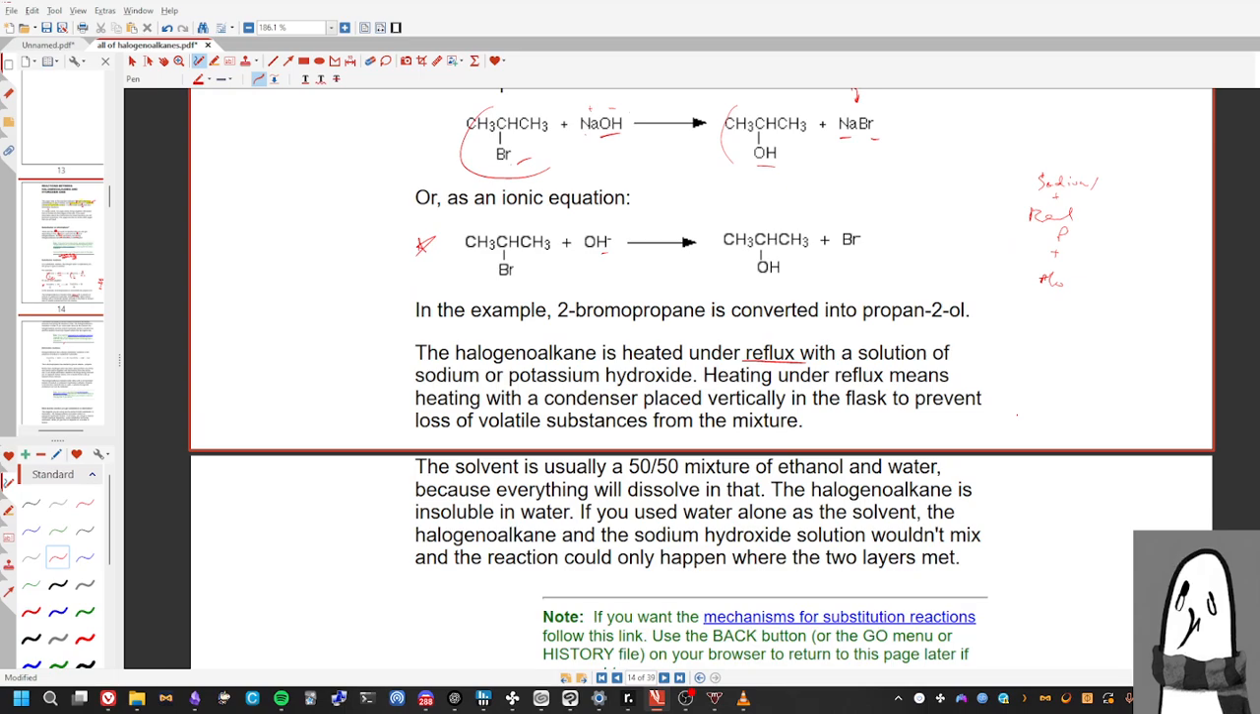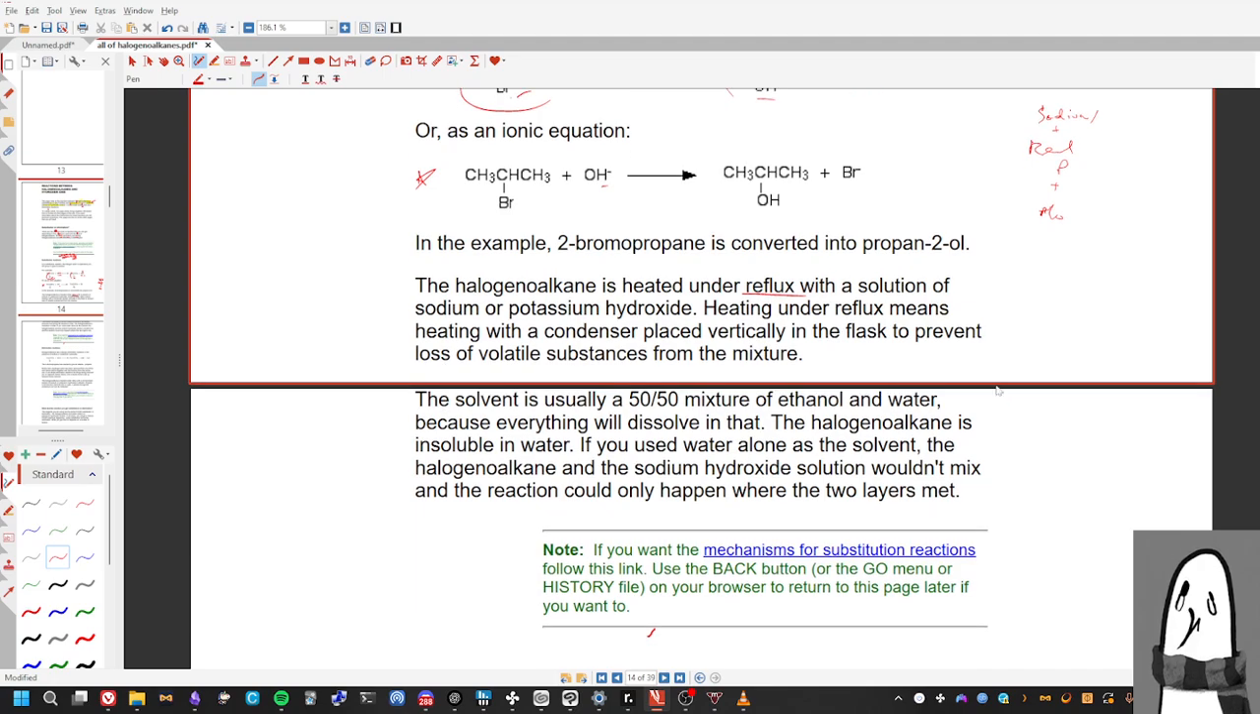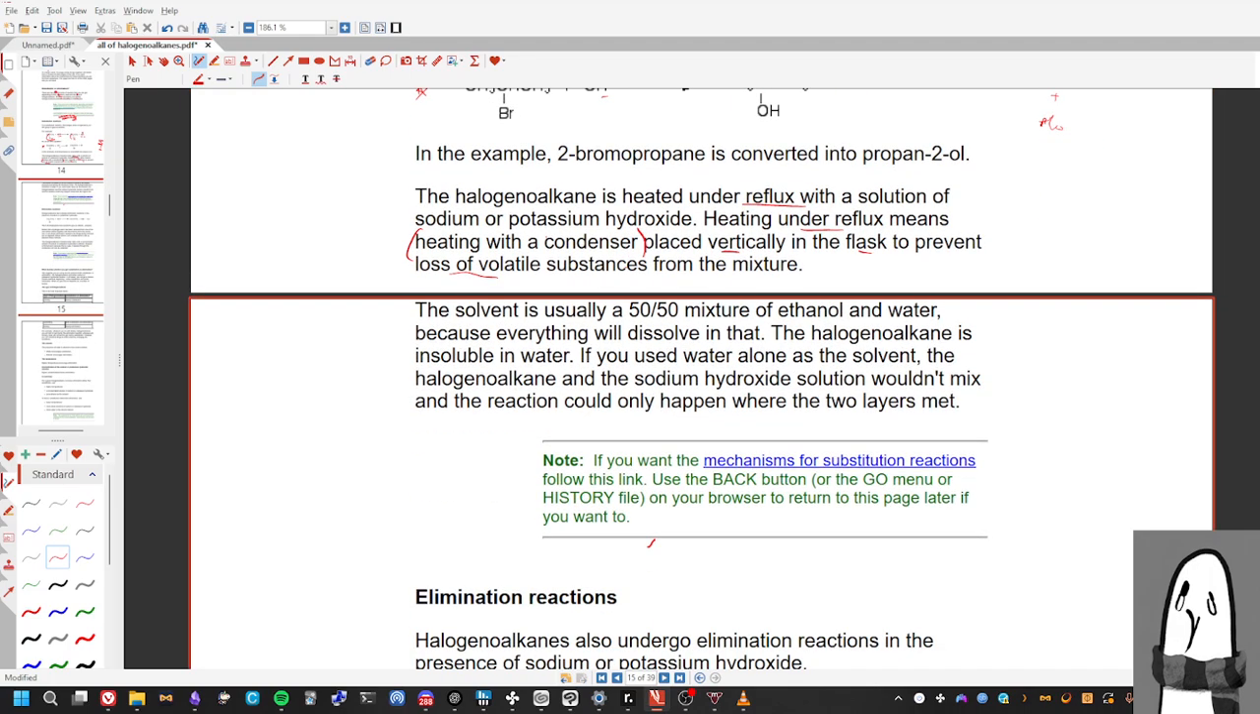So we have a haloalkane that's heated under reflux with a solution of sodium or potassium hydroxide. Why are we heating it under reflux? Because we'll be heating it with a condenser that's placed vertically in the flask, so that we can prevent a loss of solvent.